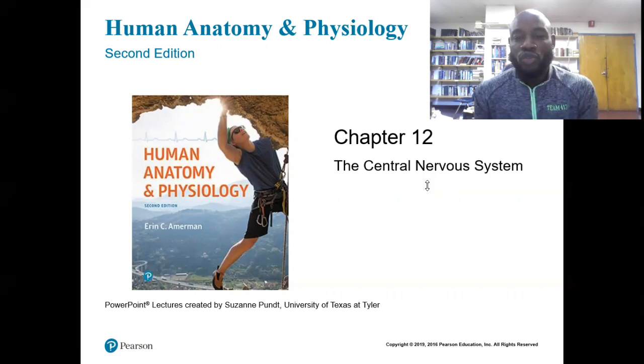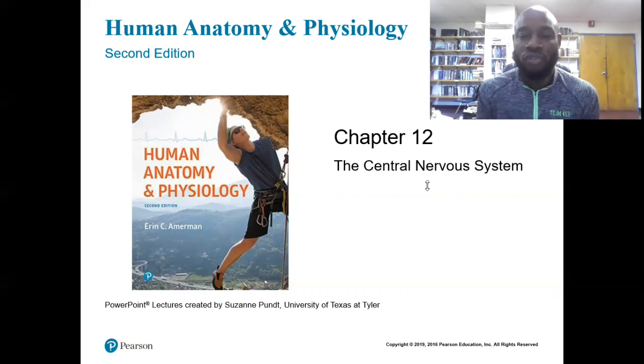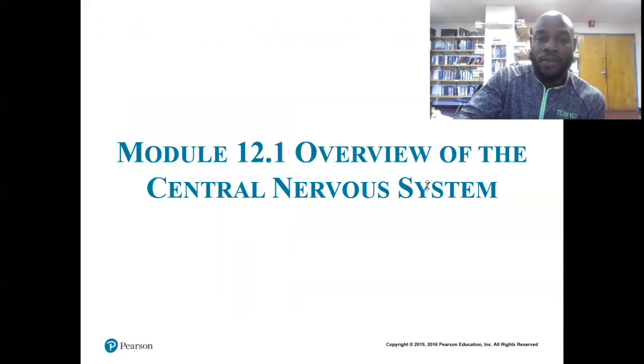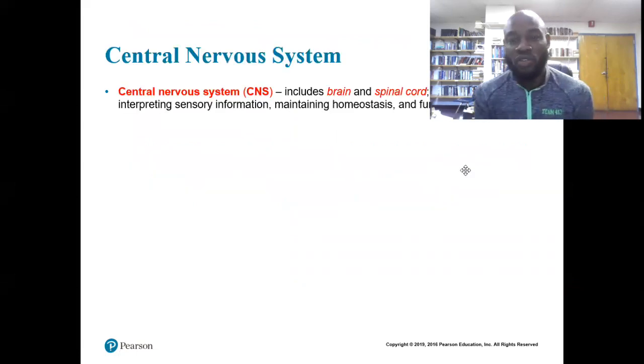And now in the next couple chapters, we'll go into the major sections of the nervous system, which are the central nervous system and the peripheral nervous system. But in chapter 12, we talk about the central nervous system, which you'll remember is the brain and the spinal cord. Start off with an overview. All right, so our central nervous system includes our brain and spinal cord.